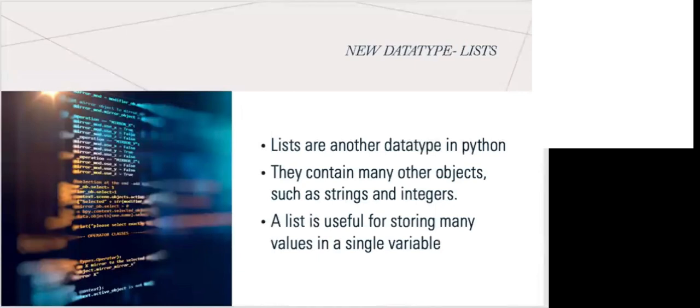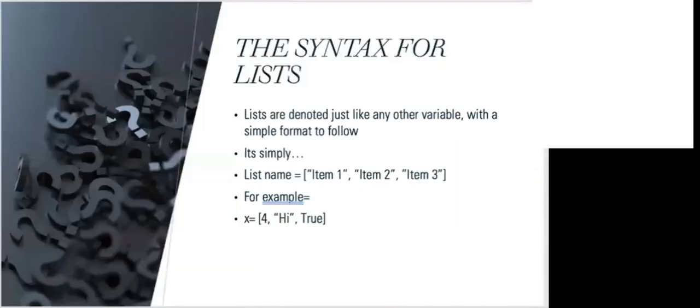So first, let's get into lists. Lists are another data type in Python, and you'll find these ones used the most out of all three. They contain many other objects, such as strings and integers, and they are very useful for storing many values in a single variable. So I think it's best to go into an explanation of what the syntax of lists is and then show you an example first to help you understand.